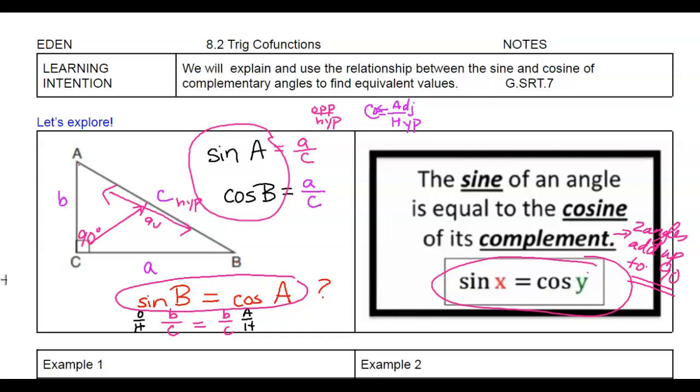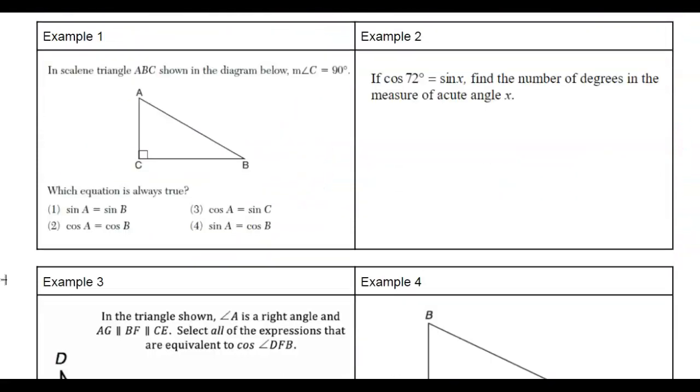So we can use this relationship to solve problems. Let's look at example number 1. They say it's a scalene right triangle ABC, and angle C is equal to 90. Remember, trig ratios are only true in right triangles, so even if they don't say that, it's going to be implied somewhere. These are my two acute angles. Which of these is always true? I'm going to see if we can remember that without that rule up there.